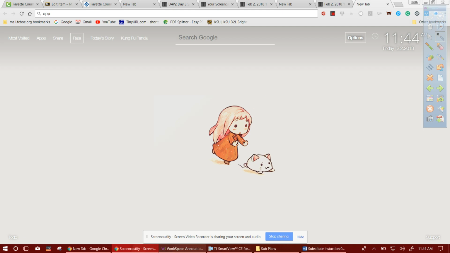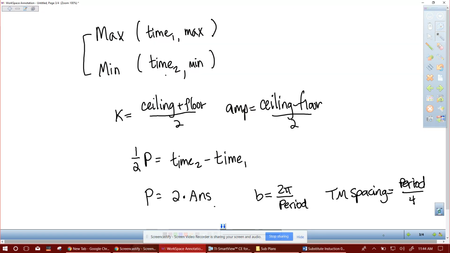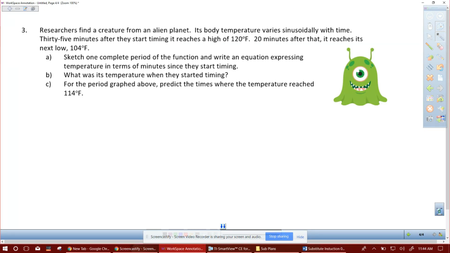All right, so here we go with an example of max min. We're going to do number 3 with the monster here, and we're just going to start off by reading it. It says that we found an alien planet. His body temperature varies sinusoidally with time. It says 35 minutes after they start recording time, it reaches a high of 120.